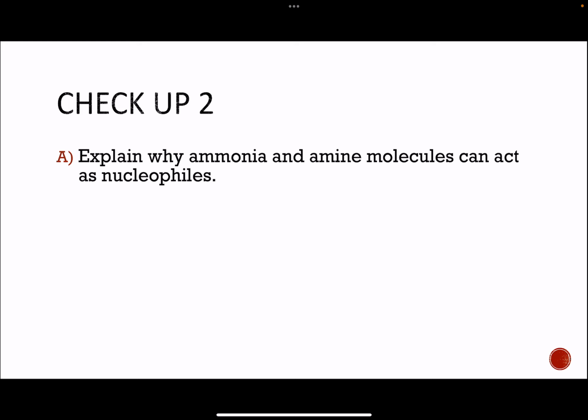And so the next checkup, explain why ammonia and amine molecules can act as nucleophiles. Go ahead and answer, and I will pause again. To help answer the question, I would actually draw ammonia, and I would draw an amine. And I'm drawing the fully displayed versions. And I'm doing the simplest amine because I don't want to do extra work. I just want to do enough to give full explanations. And so why can both of these act as nucleophiles?